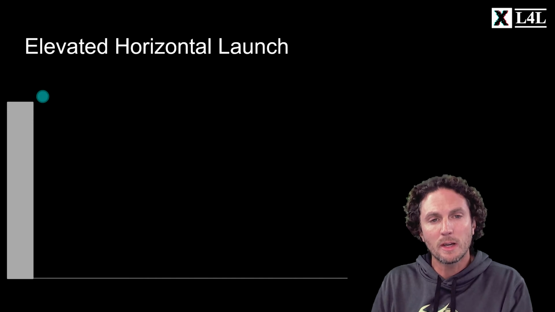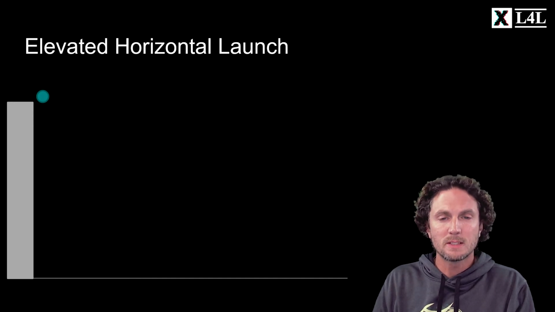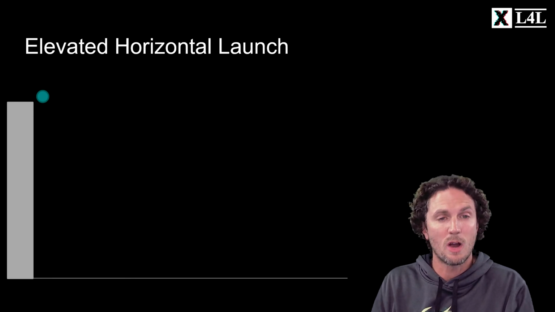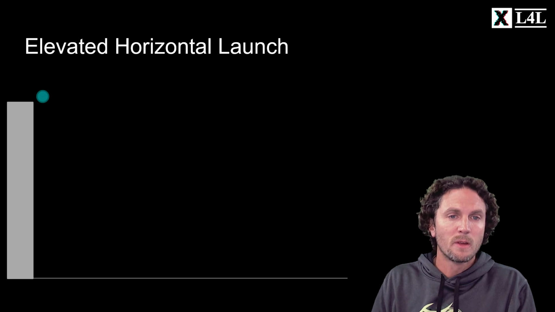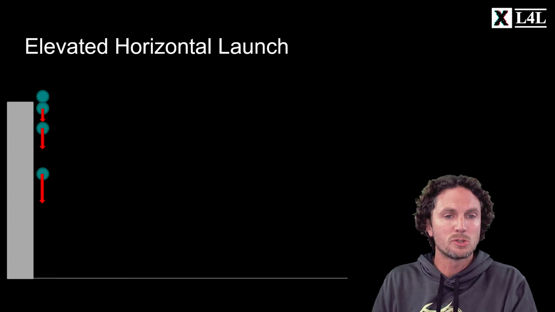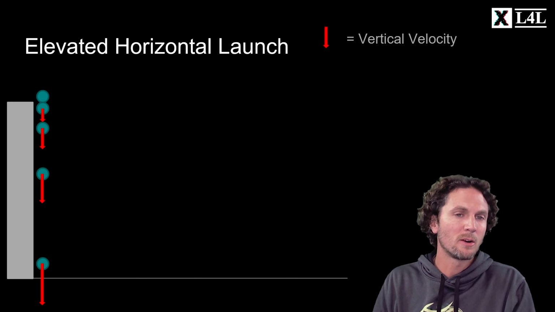But before we look at the actual flight of this object in a horizontal elevated launch scenario, let's just look at the vertical scenario of what this would look like under vertical free fall conditions when an object was just dropped. And so what we see here is that the ball just drops vertically straight down. And it's exactly what we've been looking at already.